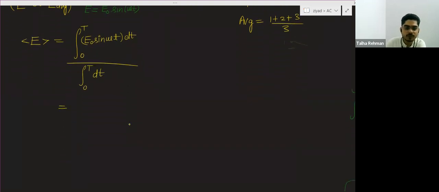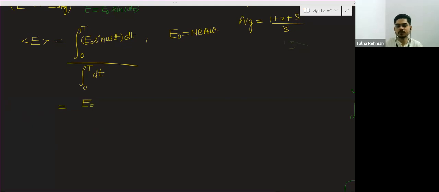Now here this E naught is the maximum value. E naught is given by NBA omega. The number of turns in the coil is constant, the magnetic field is constant, the area of the coil is constant, and the angular velocity of the coil is constant. So basically this E naught is constant. So you can take this E naught out of the integration, and you will integrate this sine.